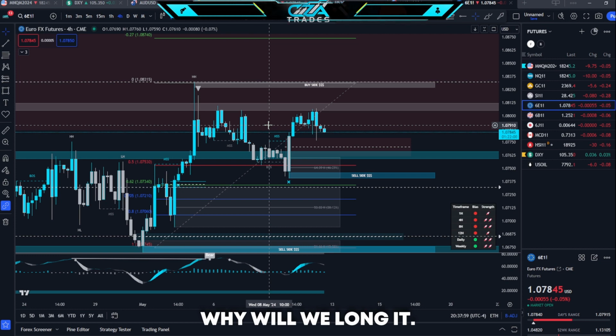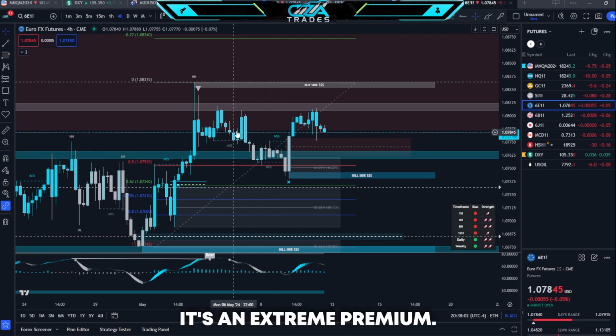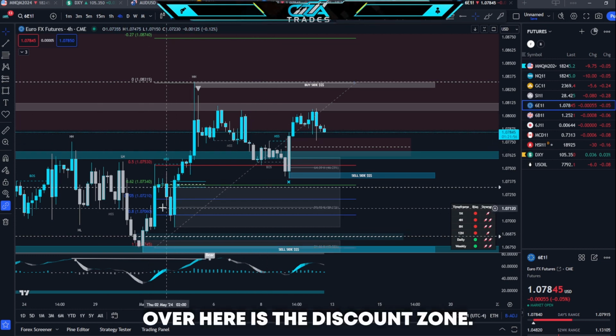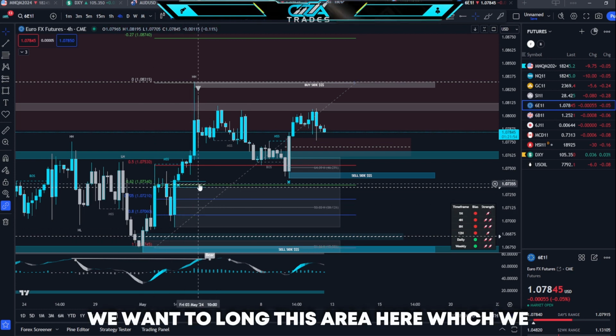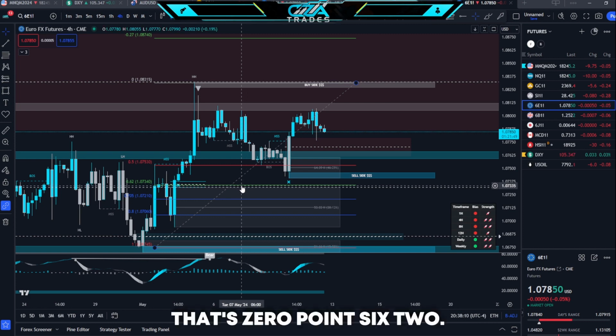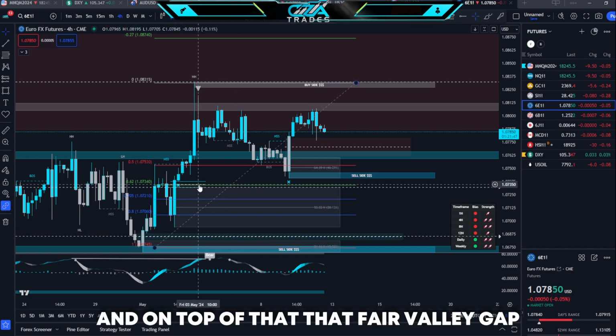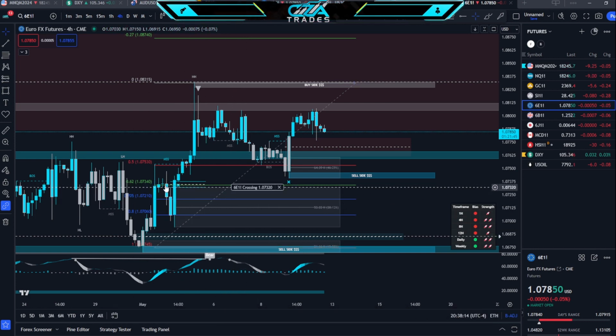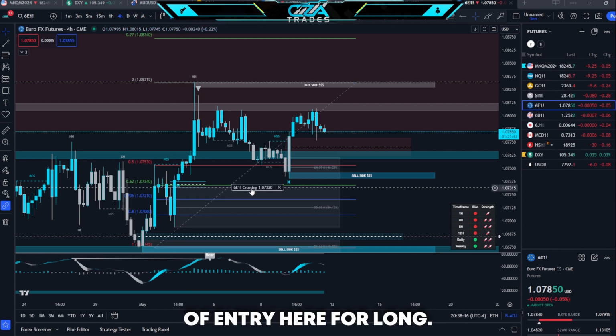Why will we long it? It's an extreme premium, and over here is this discount zone. We want to long this area here, where we have a fair value gap overlap right there. That's 0.62, and on top of that, that fair value gap overlaps with that order block. This could be our point of entry here for a long.